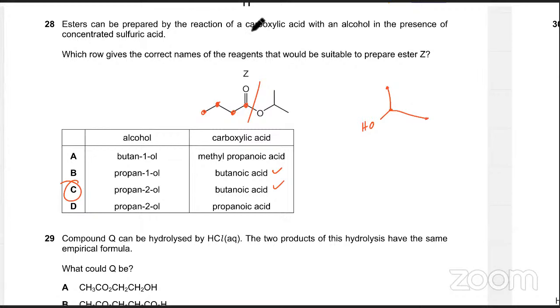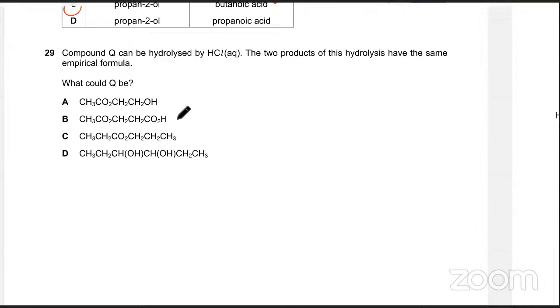So next is this compound Q can be hydrolyzed by HCl. The 2 products of this hydrolysis have the same empirical formula. So hydrolysis, who gets hydrolyzed? Esters get hydrolyzed. Hydrolysis is any reaction with water or OH ions.